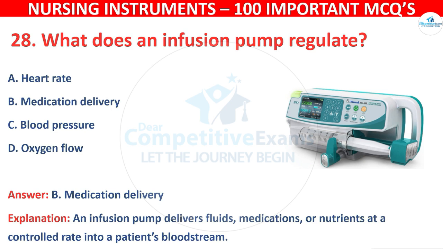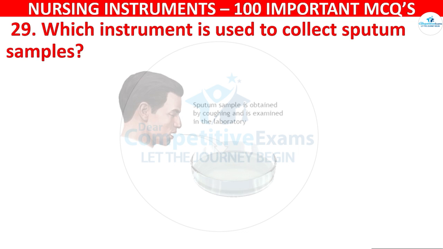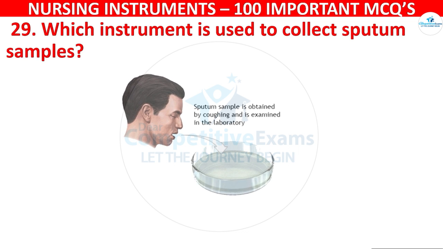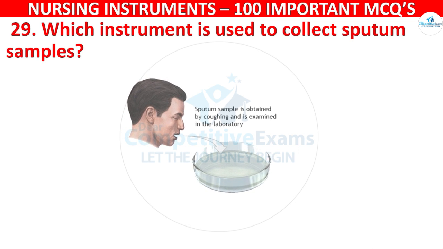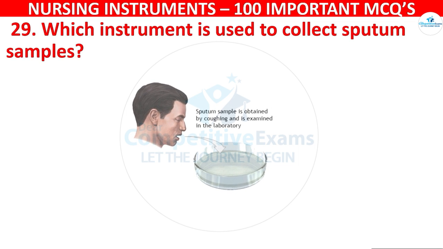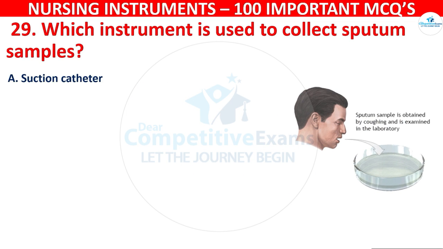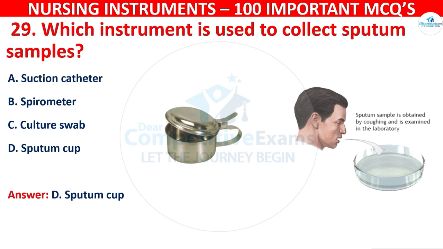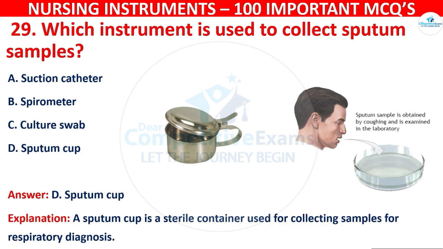Question number 29. Which instrument is used to collect sputum samples? Your options are suction catheter, spirometer, culture swab, or sputum cup. The correct answer is D, that is sputum cup. A sputum cup is a sterile container used for collecting samples for respiratory diagnosis.